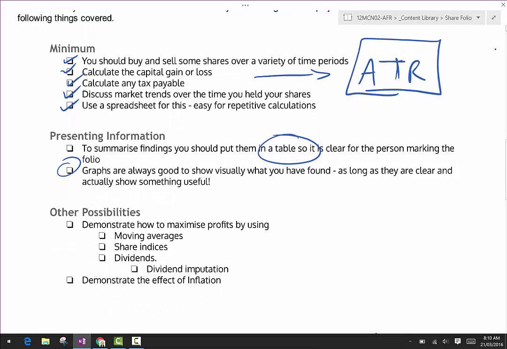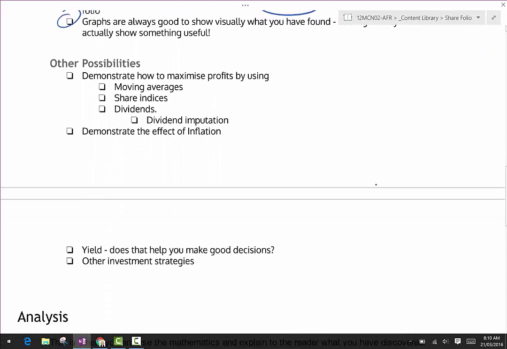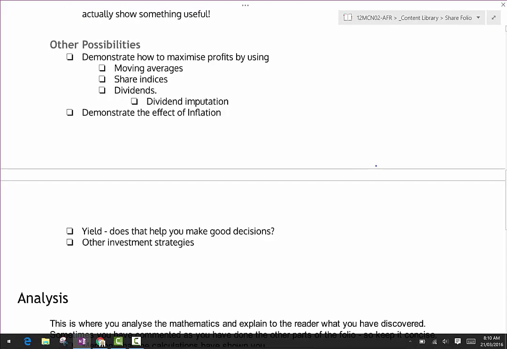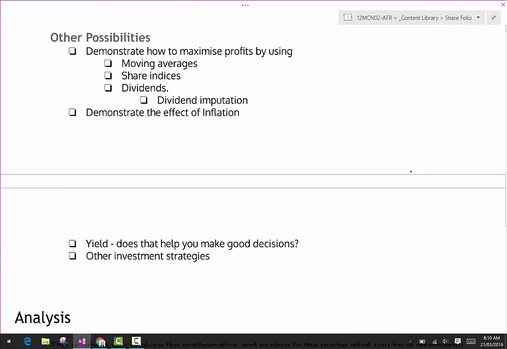Okay, so that's the basic kind of stuff. Then the other possibilities that we talked about in class is, what can you do to maximize your profit? So you might do a moving average graph or a share index graph, and you might say, well, this is pretty cool. We'll go down that pathway and have a look at working at that. That could be a really good way of working out when to buy and sell shares. It could be you're predicting the market and things.